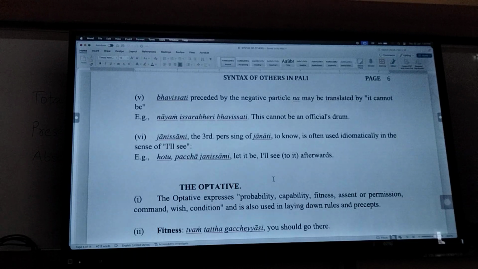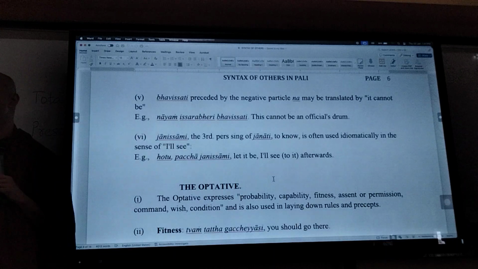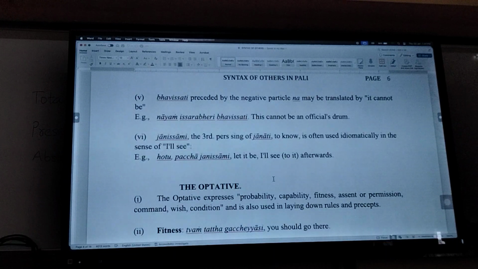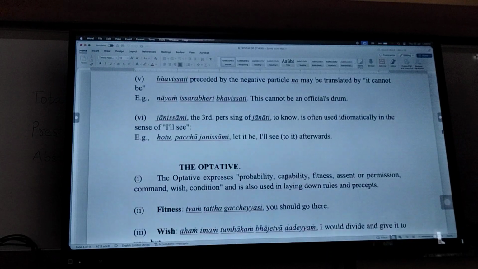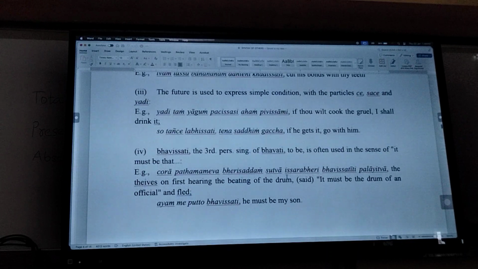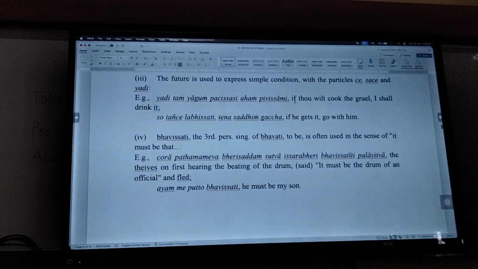So that is the usage of those case endings. In grammar we say simply present tense for the present expression, future tense and so on, but some are slightly changed based on the context. So trying to understand the meaning based on the context is a bit important. Okay, now we have finished the future tense also.